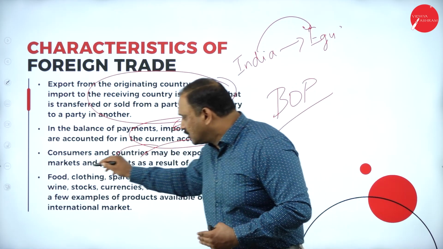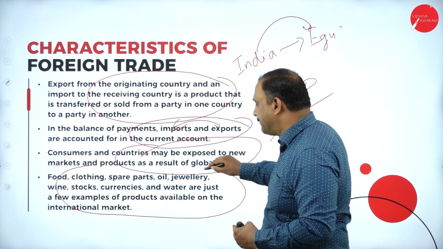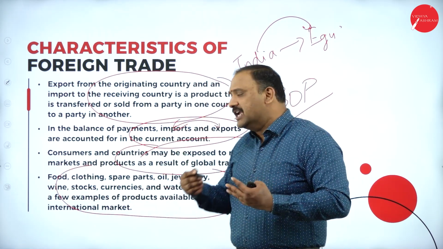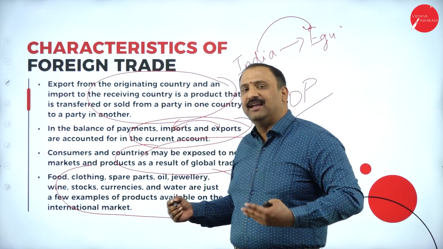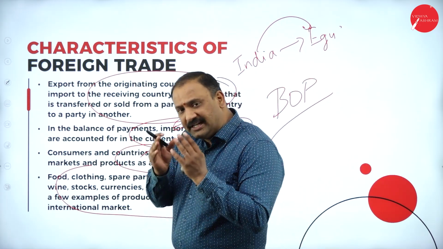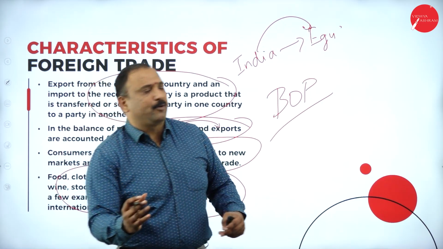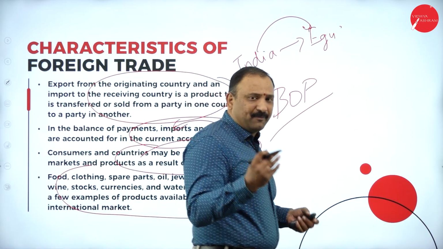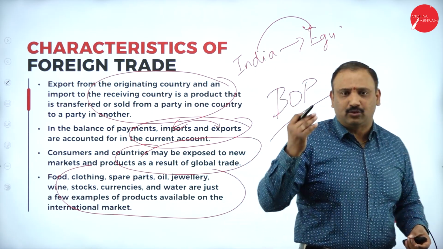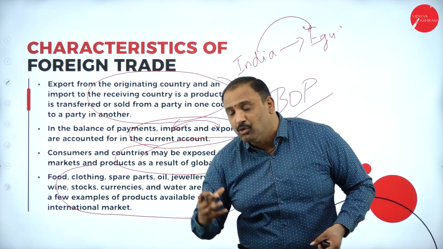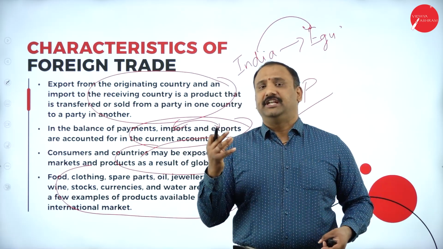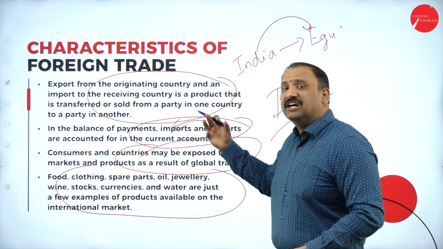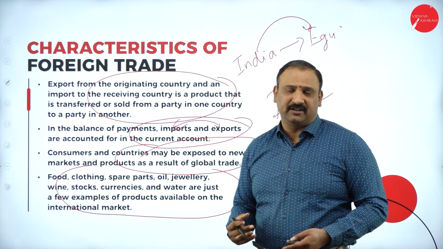Now, when we are talking about food, clothing or spare parts or any kind of oil, jewelry, all those kinds of things are available for the international market, and India has been a very, very prominent player when it comes to this particular aspect. So we have believed that foreign trade is the root cause through which you can improve your exports, improve your GDP, and this is a direct revenue earner for our country.